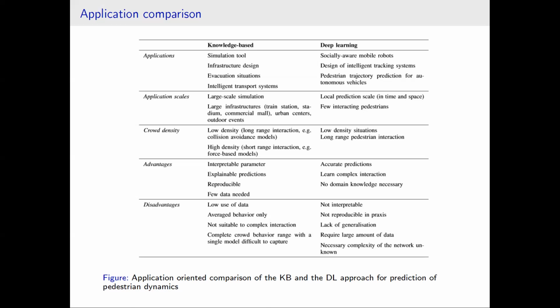Advantages of the deep learning approach are that they make accurate predictions, that they learn complex interactions, and that no knowledge is needed, just data. But disadvantages are that the parameters are not interpretable and not reproducible. So you don't know why the prediction is made this way, why your algorithm made this decision. Also, there is a lack of generalization. If you trained the network on one pedestrian situation, it is not clear if this algorithm also performs accurately in different pedestrian situations the network was not trained on. And the necessary complexity of the network is a priori not known, so you just have to try different settings for a network.